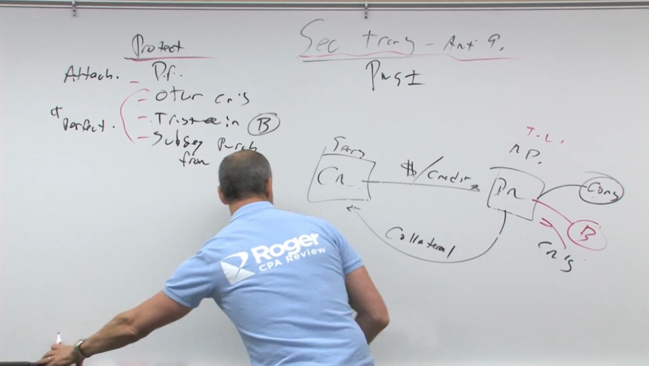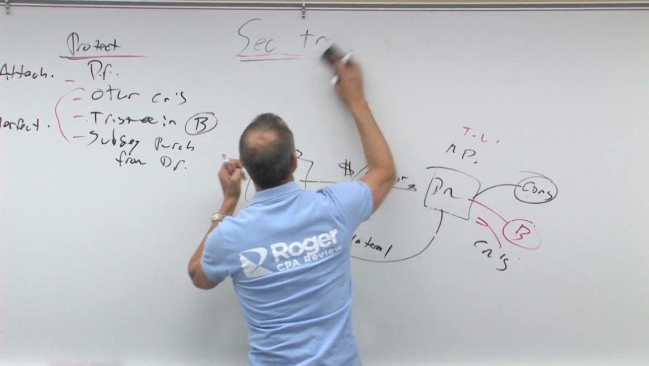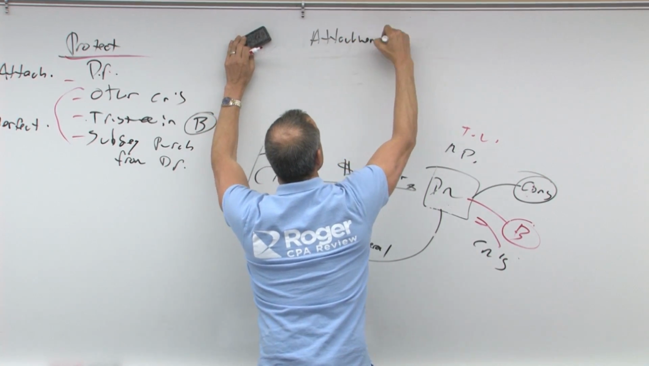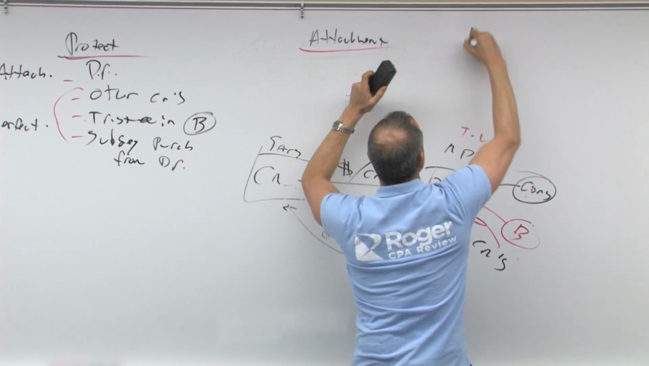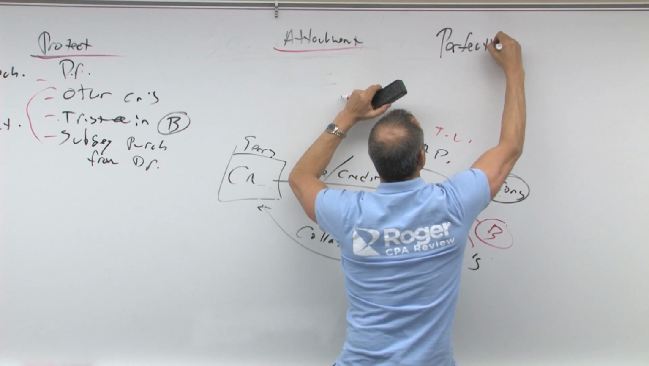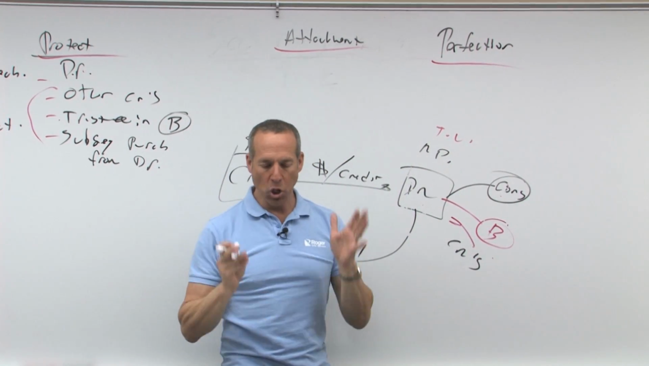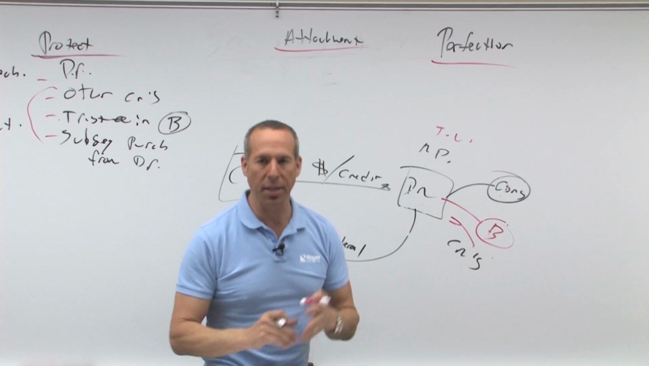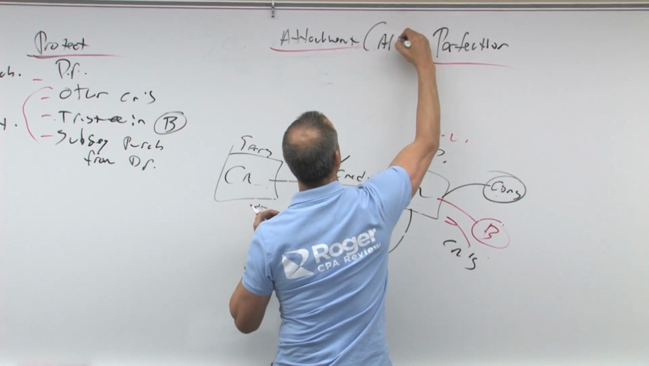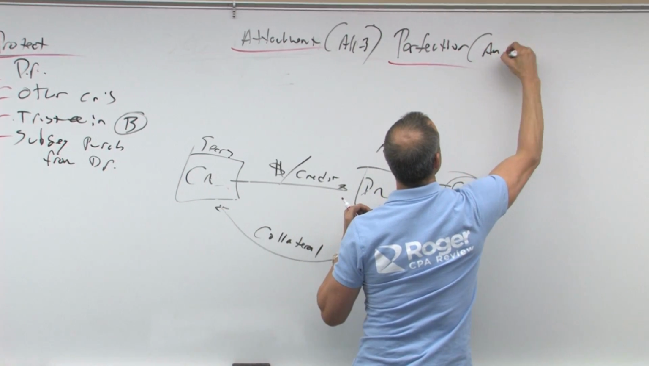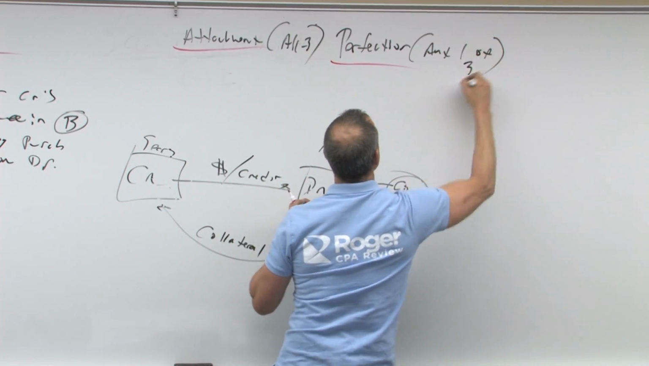So let's put that up here on the board and see what it means. So starting out, here's attachment versus perfection. Attachment says that once all three of these things happen, then we have attached, all three. With perfection, you need any one of three.